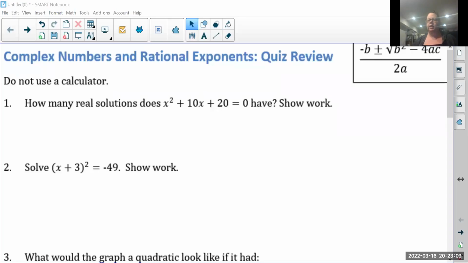Okay, guys, so this is the review for the complex numbers and rational exponents quiz. This is the last part of unit 3, and then we get to move on to unit 4.